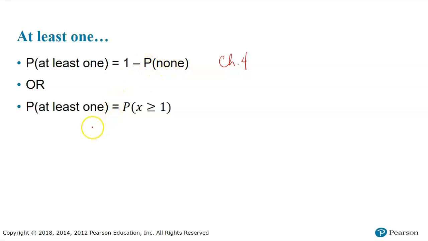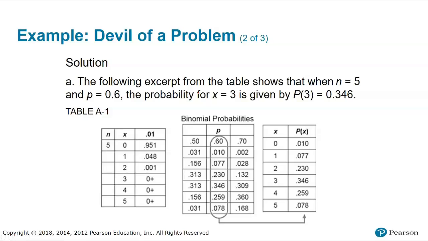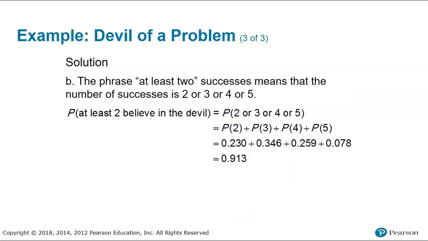But if you do have a binomial case with the 2 categories and you have an at least 1 problem, it is fine to go ahead and treat it as x greater than or equal to 1. That would be the chapter 5 approach. This shows some of the tables for this particular problem. If we were looking at least 2 and didn't have the way to use your calculator, then you have to literally find each one of these and add all of them up to get that.